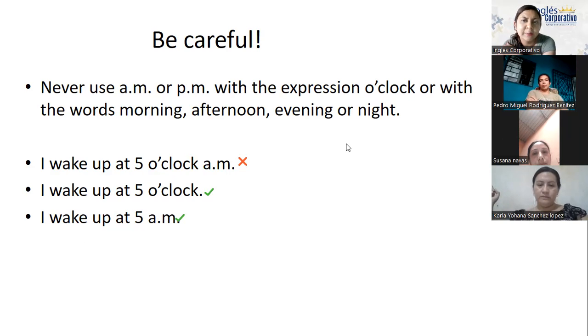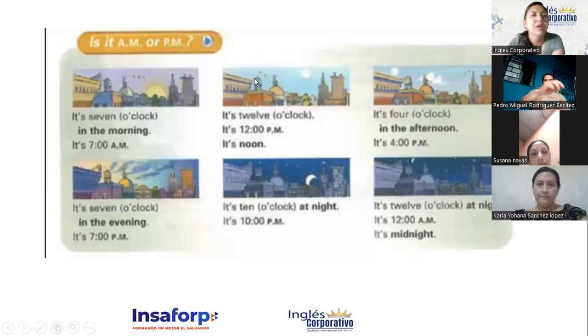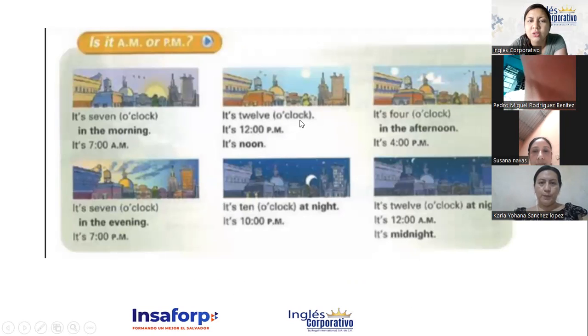There is a slide here that I didn't present. Hay una que me pasé. Ya lo voy a enseñar. This one. Okay, AM or PM. So here you can see some examples of different times of the day. En la mañana decimos in the morning. Al mediodía se dice noon. It's noon. Es al mediodía. It's 12 o'clock or it's 12 p.m. or it's noon.